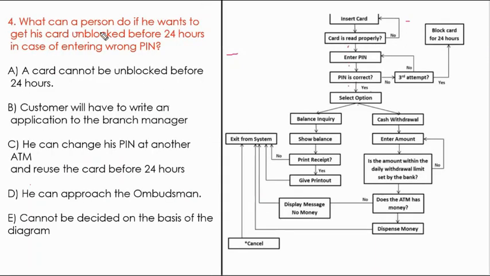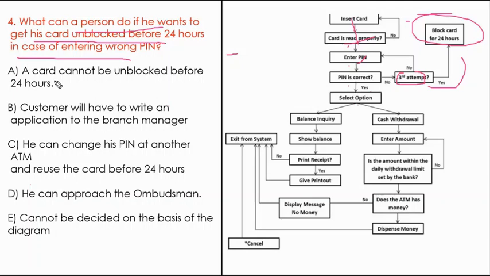What can a person do if he wants to get his card unblocked before 24 hours in case of entering a wrong PIN? So the person inserted a card, it is read properly, he entered the PIN, but the PIN has been entered wrong 3 times. So the card is blocked here. What has to be done if he wants to get his card unblocked before 24 hours?